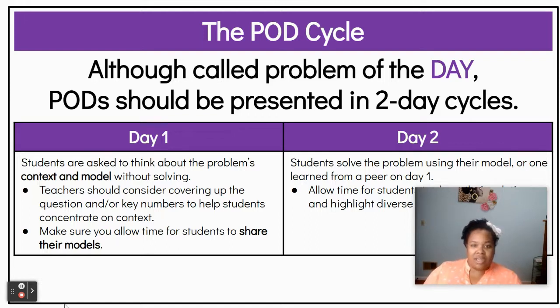So in order to accomplish that, we're going to take that problem and put it in what's called a POD cycle, which is at least 2 days of the students looking at a problem in order to grow in their steps and process of being a problem solver. On the first day of a POD cycle, the students are looking at the context of a problem as well as how to model it without even trying to solve it at all. And then in the second day, the students are actually solving the problems and talking to their learning partners about how to use their models in which to arrive at a solution.